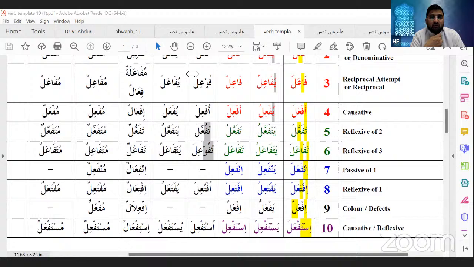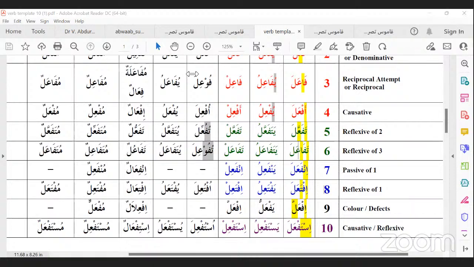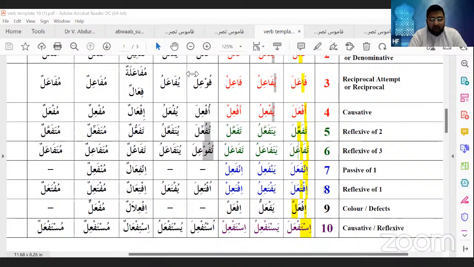Okay. So tanaza, as you've done this, I want you to do the imperative of tanaza, Sister Sharbano. Tanaza'a, yatanaza'u. What would be the imperative? Okay, so tanaza'a, yatanaza'u. Tanaza. Correct.